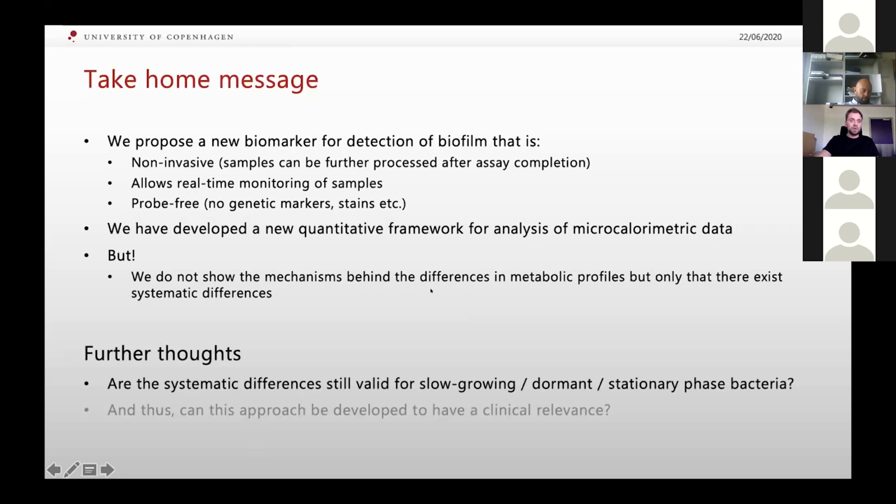So further thoughts are, can we use these systematic differences and show if it's still valid for slow growing or non-growing or stationary phase bacteria, and thus if this can be used to develop a method for detecting clinical biofilms.